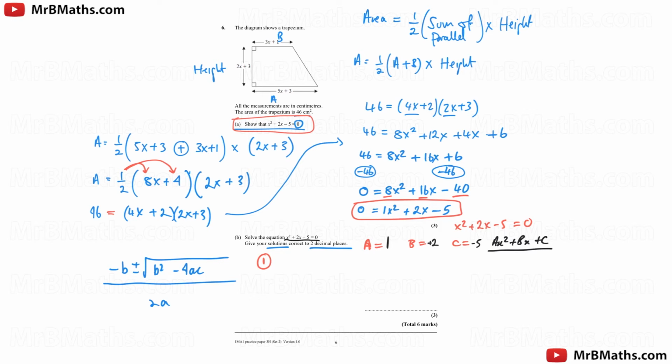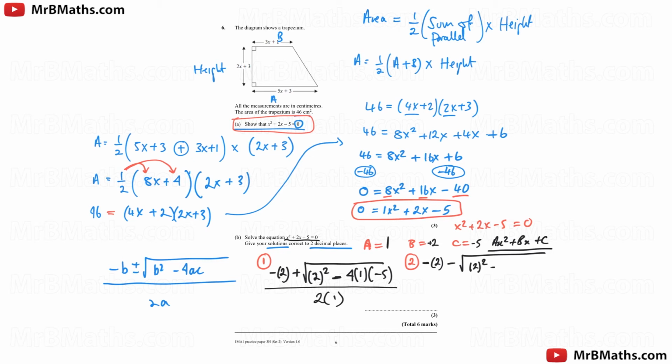So now doing the first part, the plus part first, I'm going to have minus the value of B, so minus 2 plus the root of b squared, which is 2 squared, minus 4 times A times C, all over 2 times A. And then for my second, I'm going to have minus 2, and this time minus the root of, and everything else is the same, b squared minus 4 times A times C all over 2A, which is 2 times 1. So these signs here are the only difference.